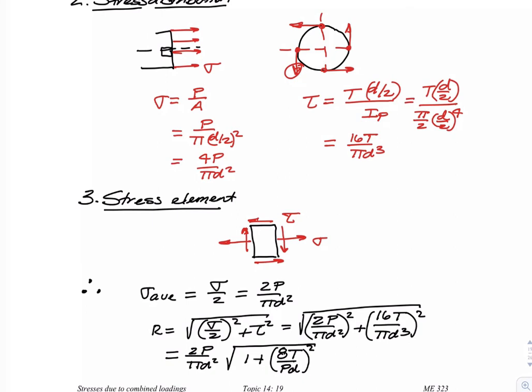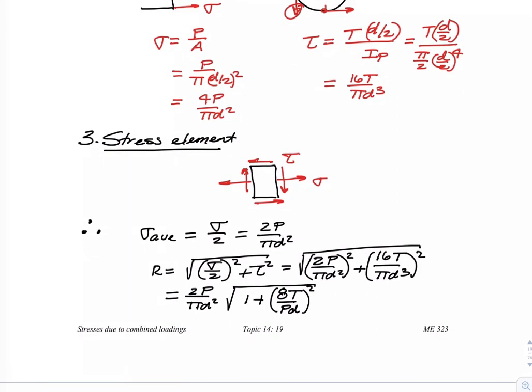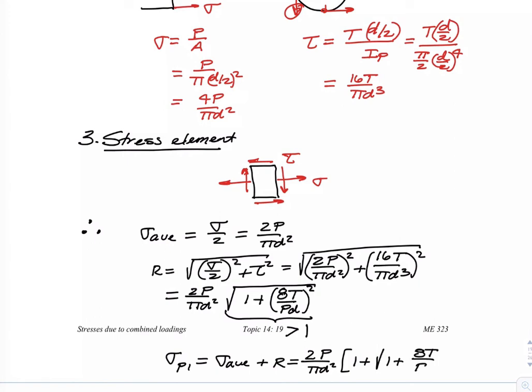Now this is an important way to write this result, because it's quite clear from here, since we've got 1 plus a positive number on the inside of the square root, that this number is always going to be larger than 1. What this means is that when we compute our two components of principal stress, sigma P1 is sigma average plus R, and that's going to end up being 2P over pi d squared times 1 plus the square root of 1 plus the positive number, 8T over Pd, squared.